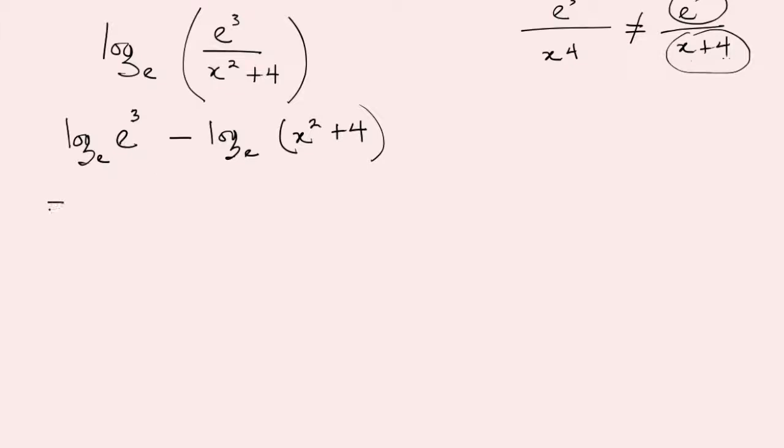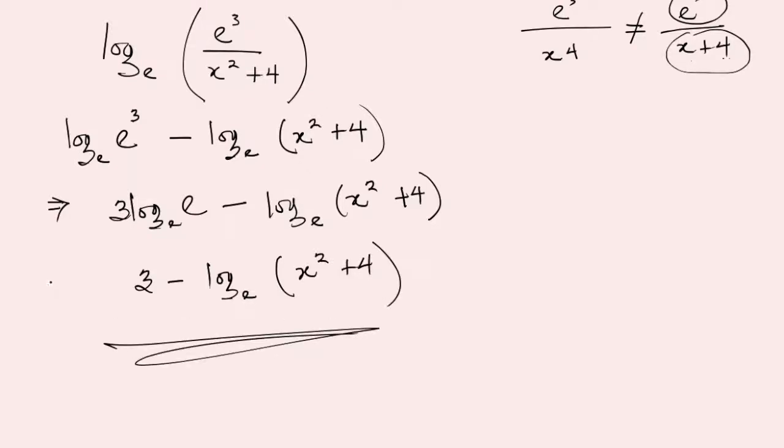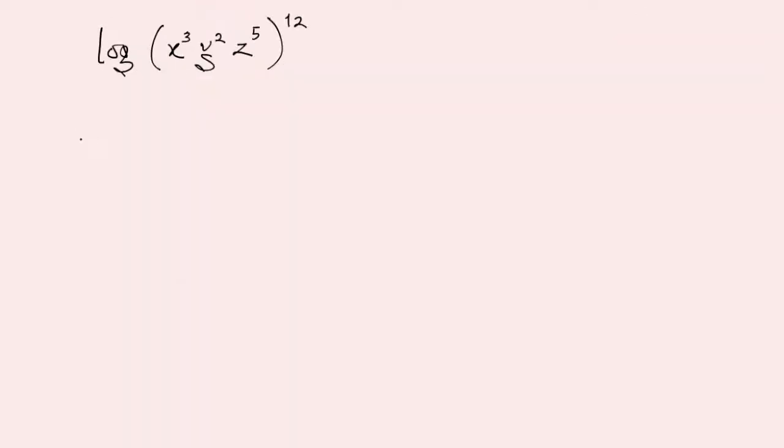So that's why we have this expression. So this is going to be rewritten as 3 log to the base e of e minus log to the base e of x squared plus 4. And log to the base e of e is equal to 1. So this is 3 minus log to the base e of x squared plus 4. We can go no further than that. And that's our final answer. Let's move to the last question in expansion, then we'll move to contraction.